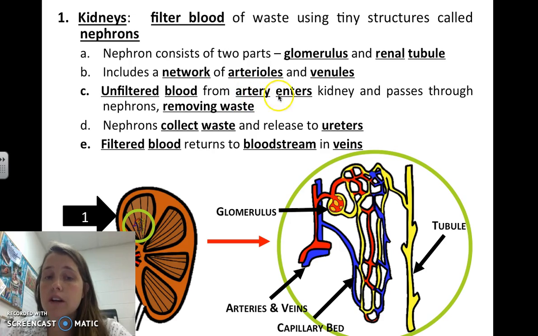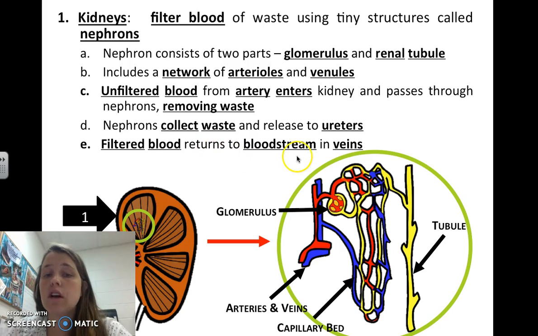Unfiltered blood from arteries enters the kidneys. So unfiltered blood comes in the artery and it enters the kidney. It passes through nephrons, and the nephrons remove the waste, and out of those are going to come the venules, once they've gone through that. Nephrons collect waste and release it to the ureters. So this guy right here is taking all of the waste out of the blood that's flowing through, and then it's going to remove it and release it to the ureter.